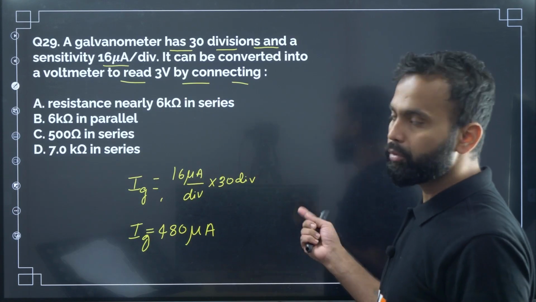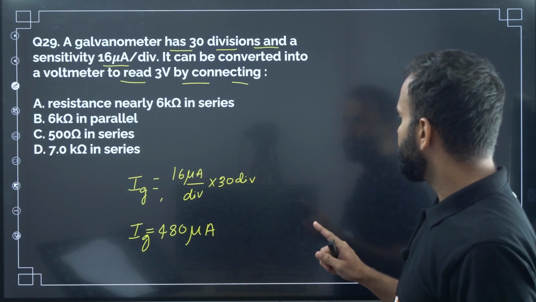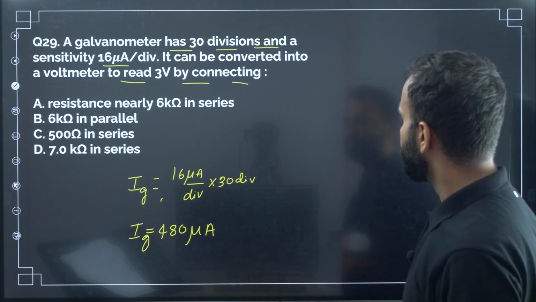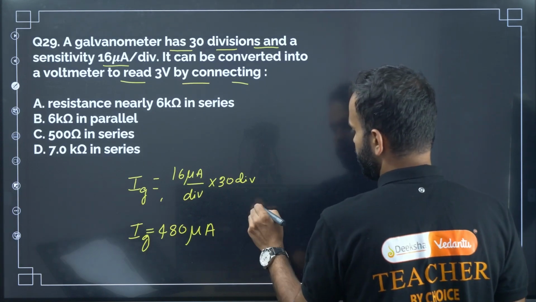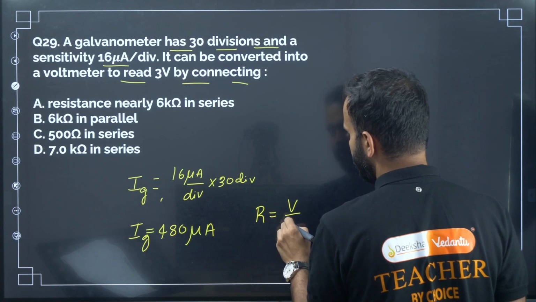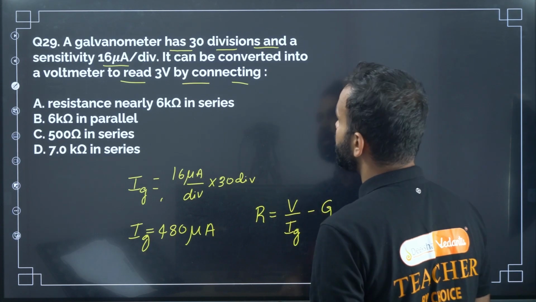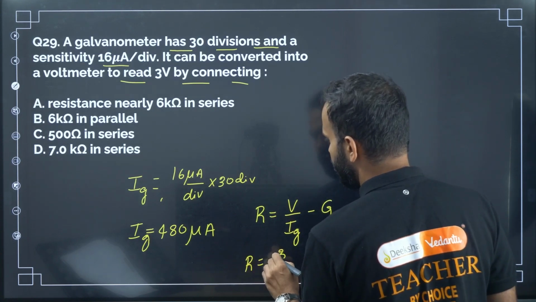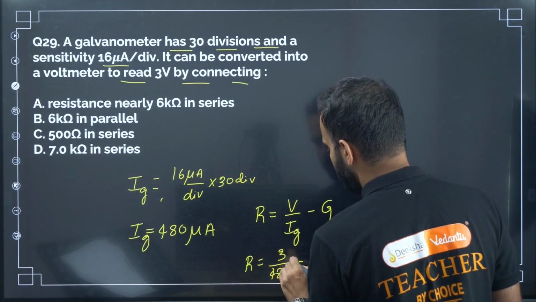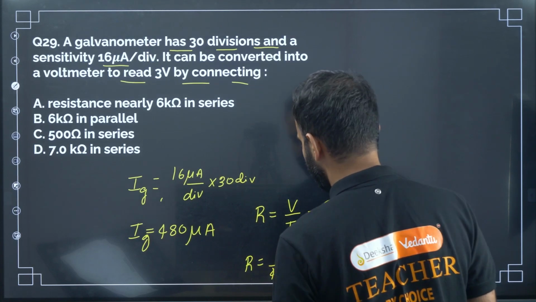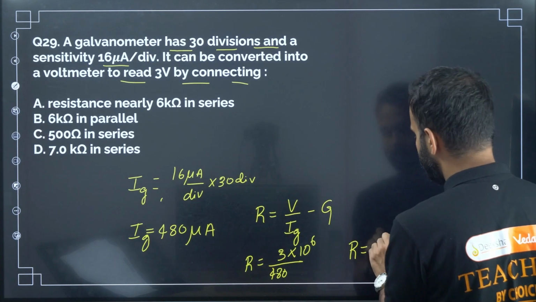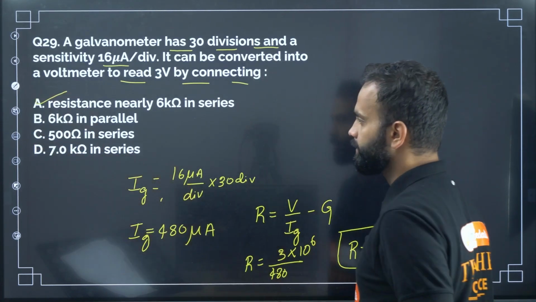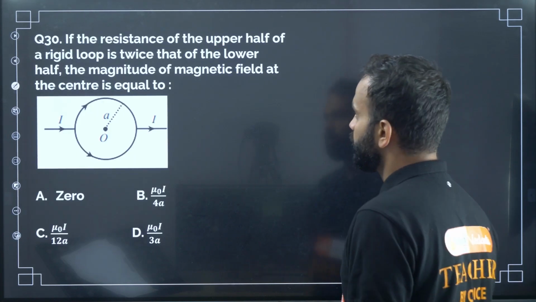So we have to convert the galvanometer to a voltmeter. In that case, we have to connect an external resistance in series with the galvanometer. So the external resistance R is equal to V divided by Ig minus G. They didn't give the G value, that is the resistance of the galvanometer. So R equals 3 divided by 480 into 10 to the power minus 6. Solve this, you will get 6 kilo ohm. It is in series, so the correct option is A. Next question, question number 30.